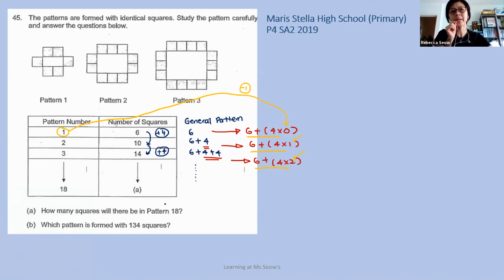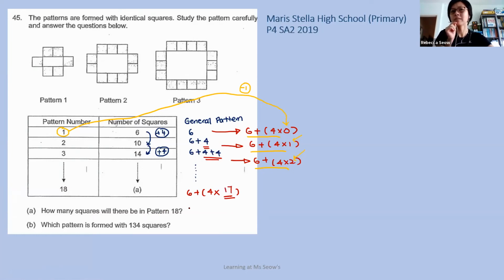So how many squares will there be in pattern 18? If we go down the line, for pattern 18, we will still have something like 6 plus 4 times something, right? This particular frame is consistent regardless of the pattern number. So what is this last number that we are going to put in? Remember, this last number is actually 1 less than the pattern number. So 1 less than the pattern number would be 18 minus 1, which is 17.